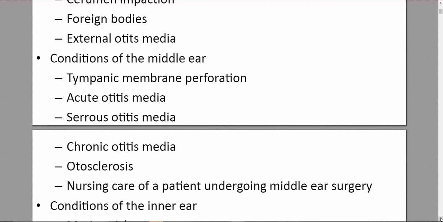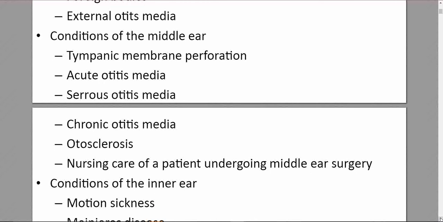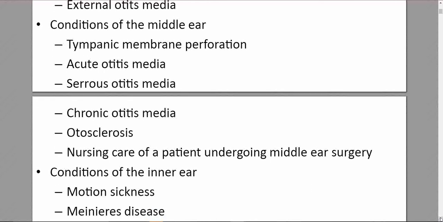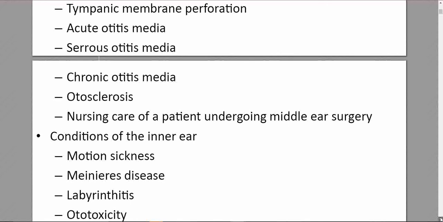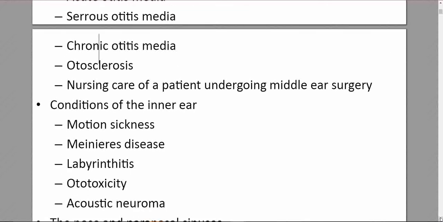Then later on, go to conditions of the middle ear, talk about tympanic membrane perforation, acute otitis media, serous otitis media, chronic otitis media, and otosclerosis. After that, we shall check on nursing care of a patient undergoing middle ear surgery. And that is very vital for a nursing student, because at most you'll even be in a special care for ENT department, or maybe an ENT hospital if you specialize. So you need to get on this.